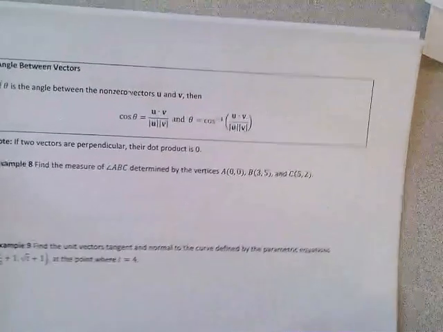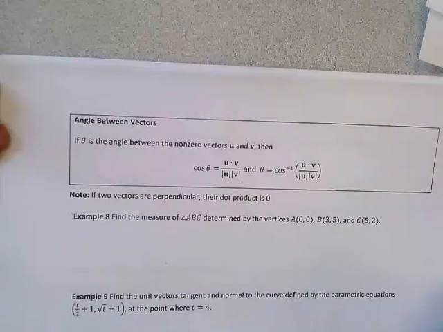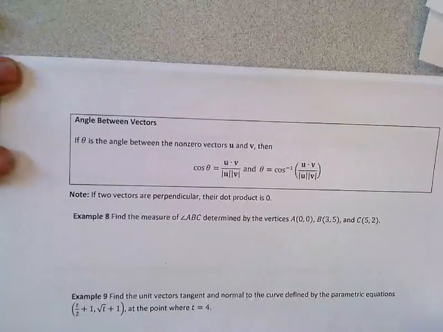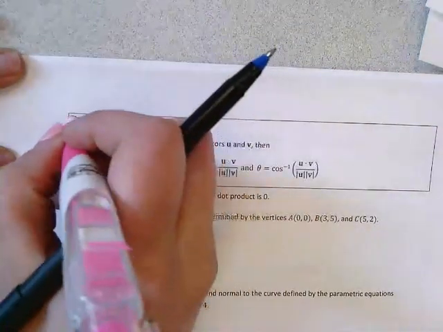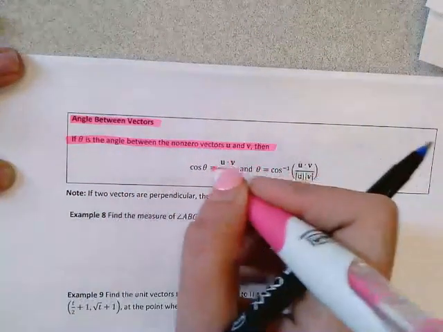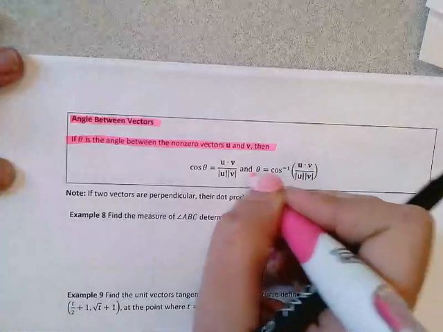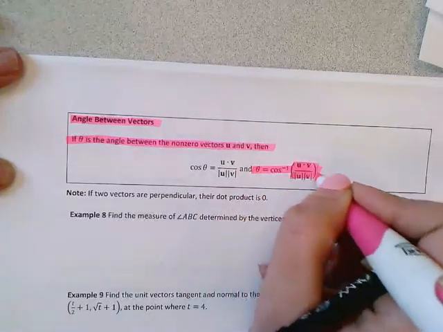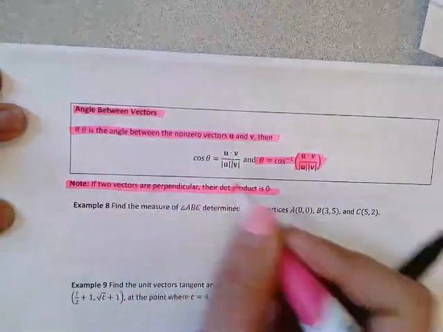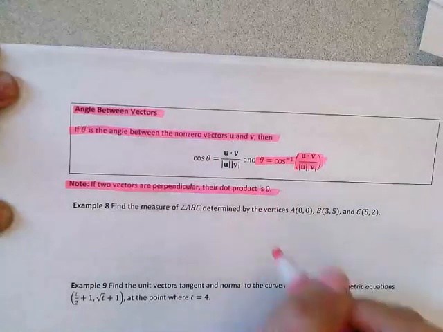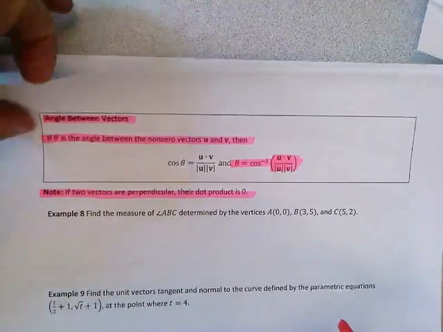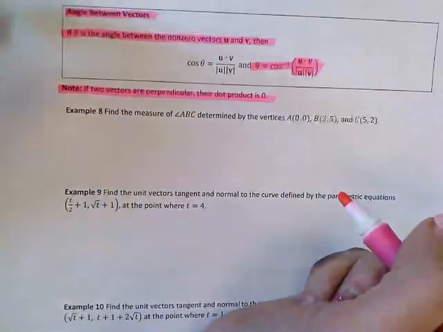If theta is the angle between the non-zero vectors u and v, then you can figure out what theta is using the inverse cosine. So note, if two vectors are perpendicular, their dot product is 0. And I know you did this in 10th grade for sure, and in physics.